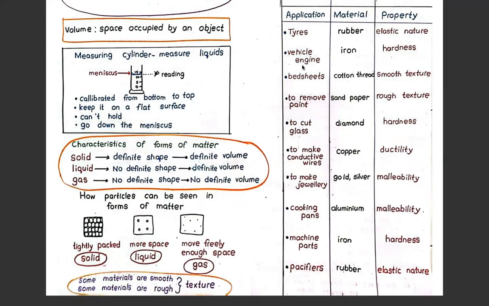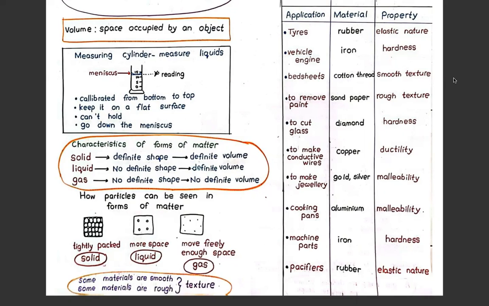Next one is vehicle engine. What do you use when making vehicle engines? Iron. Why do we use iron? Because of hardness. Bed sheets. What do we use to make bed sheets? We need cotton thread. And why do we use cotton thread? Because of the smooth texture. A bed sheet should be a smooth one, right? So we need smooth texture.